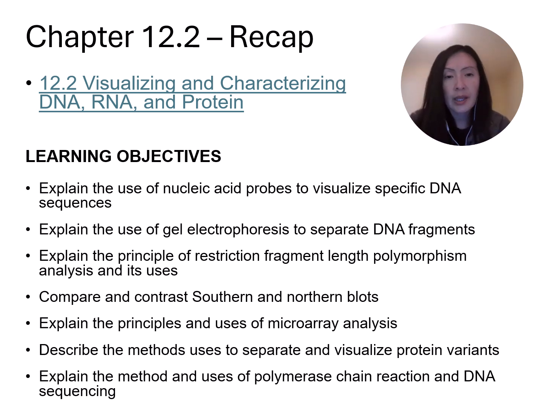For the third one, explain the principle of restriction fragment length polymorphism analysis and its uses. So RFLP involves cutting DNA with restriction enzymes and comparing fragment lengths amongst different samples. Variations in those restriction sites will cause unique fragment patterns for each individual or strain, and we call those DNA fingerprints. This is used in forensics, paternity testing, and also often tracking infectious disease outbreaks, although that's usually done by whole genome sequencing these days.